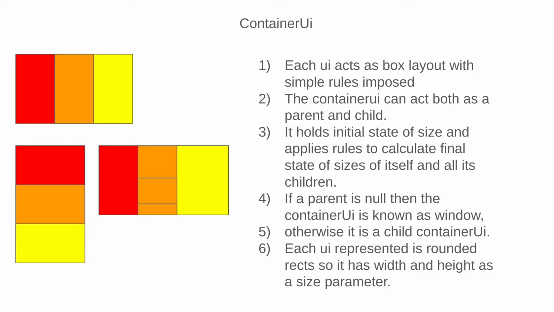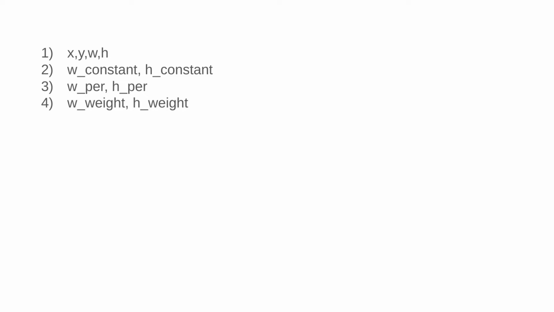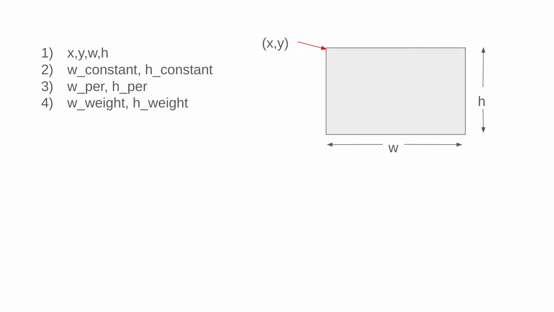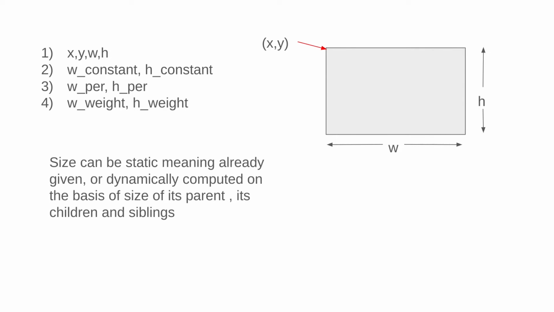To understand container UI, we need to understand the 4 parameters and 4 rules used to compute the final states of container UI from its initial states. X and Y are the top left coordinates of the rectangle, while W is the width and H is the height of the rectangle. Size can be static, meaning already given, or dynamically computed on the basis of the size of its parent, its children and sibling.